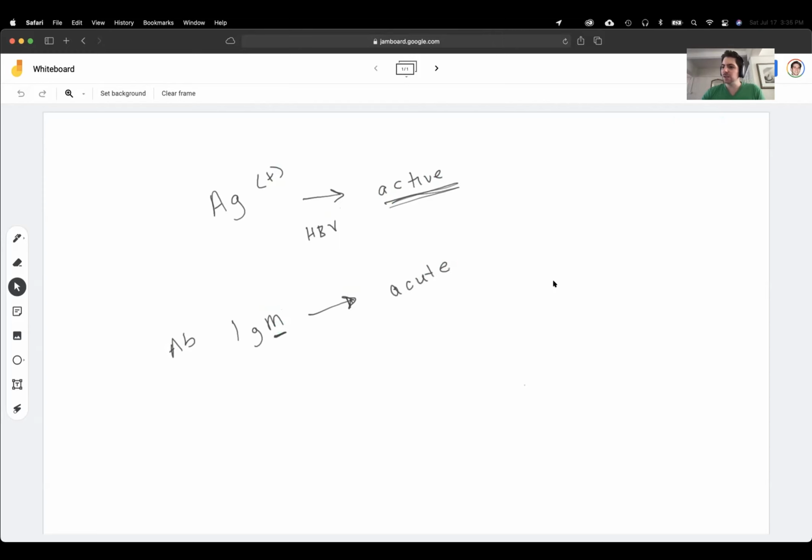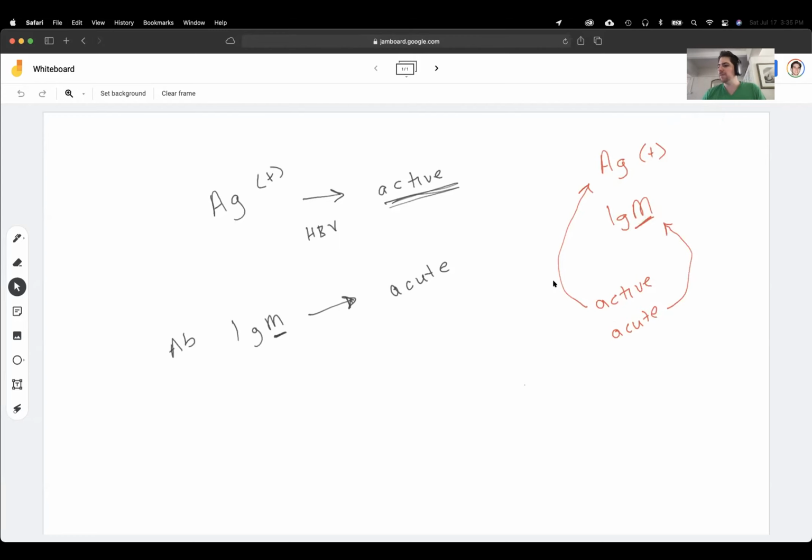So let me just change colors real quick. If we check the blood and we're positive for antigen, and we're positive for IgM, all right? Patient comes in. You could tell the patient, you have an active infection, right? Because of the antigen, but you have also started making antibodies, right? These IgMs, these are the first antibodies made.